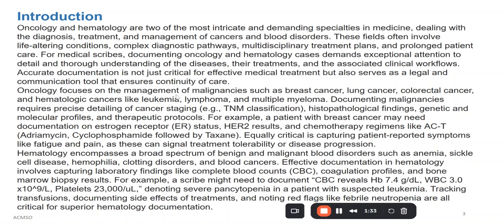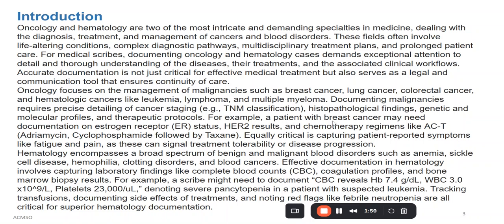Oncology focuses on the management of malignancies such as breast cancer, lung cancer, colorectal cancer, and hematologic cancers like leukemia, lymphoma, and multiple myeloma. Documenting malignancies requires precise detailing of cancer staging, for example, TNM classification, pathological findings, genetic and molecular profiles, and therapeutic protocols.